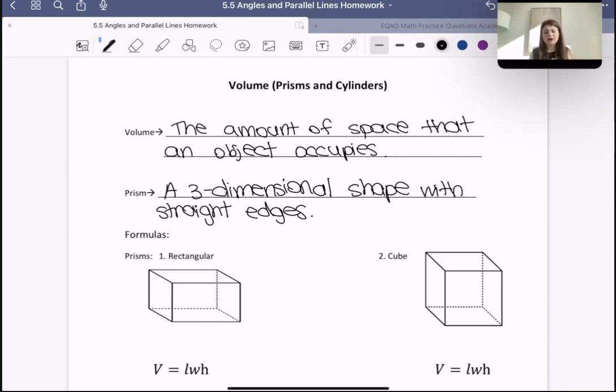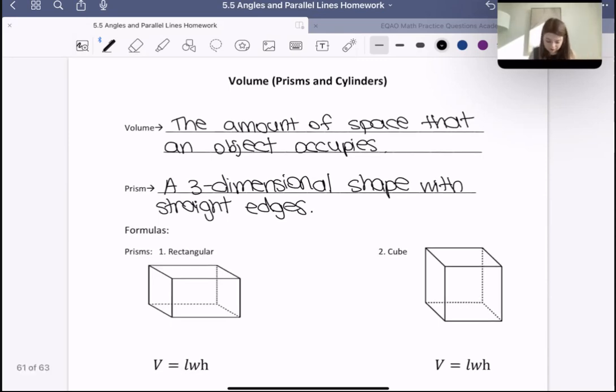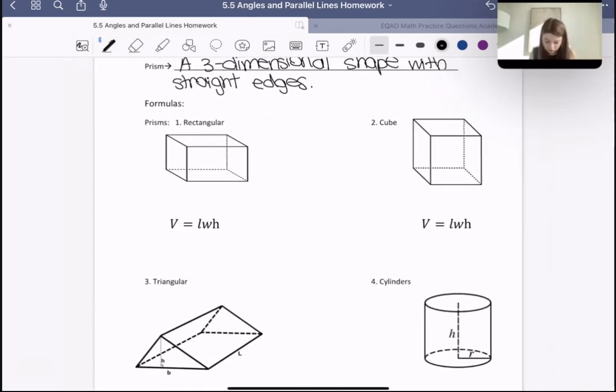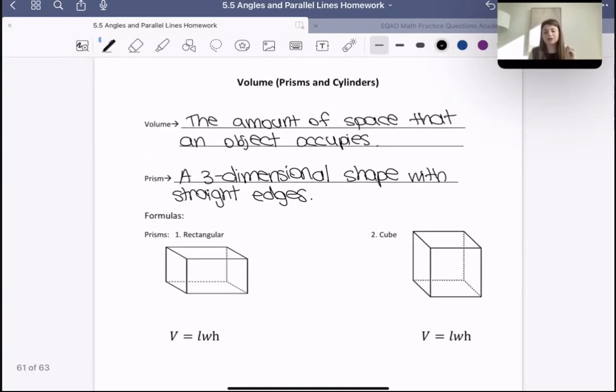So let's talk about what are prisms. Well, there's the rectangular prism. The cube is a prism as well. There's also the triangular prism, and then a cylinder, which is separate from prisms. So a cylinder is not a prism, but we will be talking about both prisms and cylinders today and how to find the volume for them.